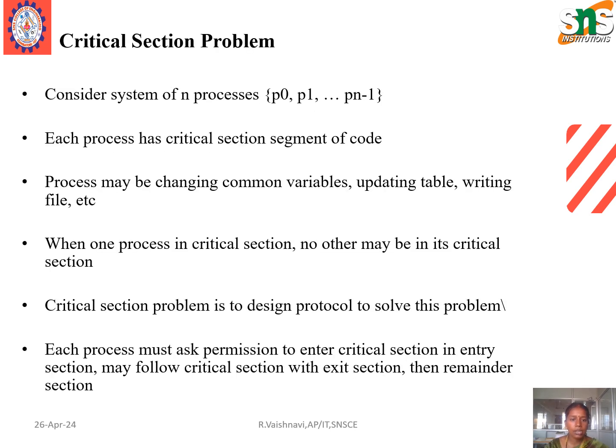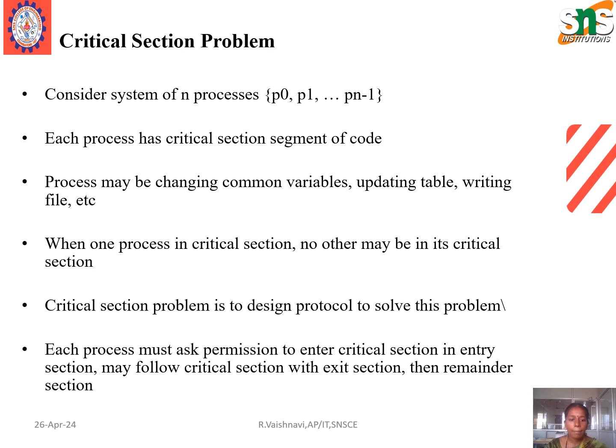Next one, the critical section problem. Consider a system of n processes, that is P0, P1, up to Pn minus 1. Each process has a critical section segment of code. A process may be changing common variables, updating a table, writing a file, etc. When one process is in its critical section, no other may be in its critical section. The critical section problem is to design a protocol to solve this.